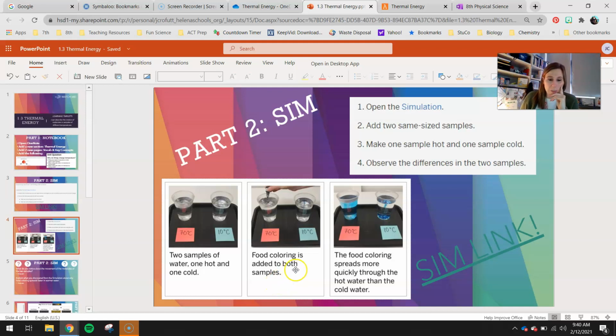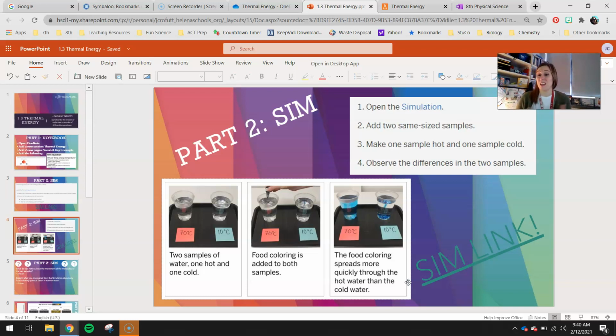Food coloring is added to both samples. The food coloring spreads more quickly throughout the hot water than the cold water, and this should not be new information for you guys, especially if you did the thermal energy demonstrations last week. Okay, so what we're getting out of this though is why. Okay, so this is the why.